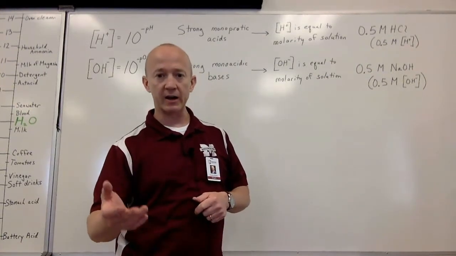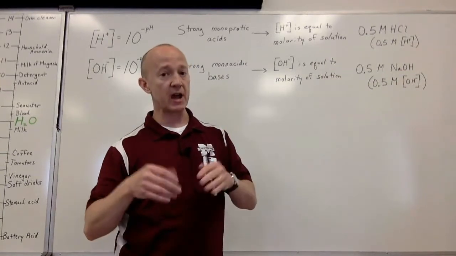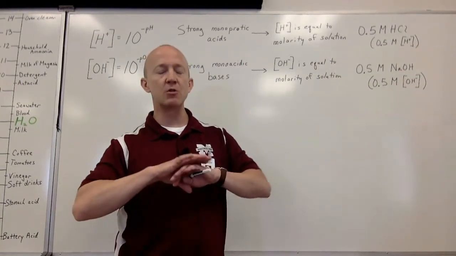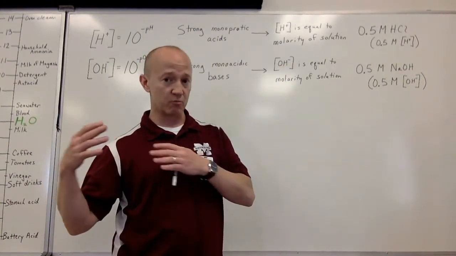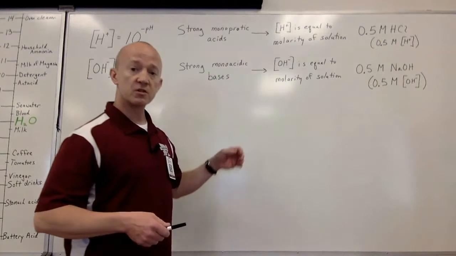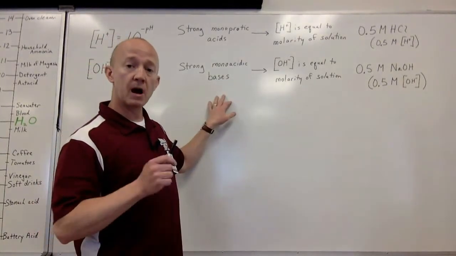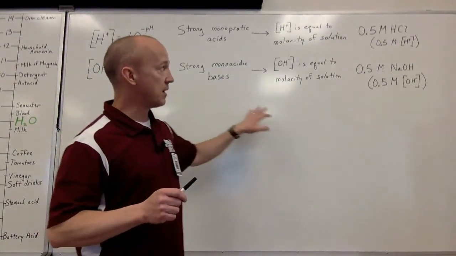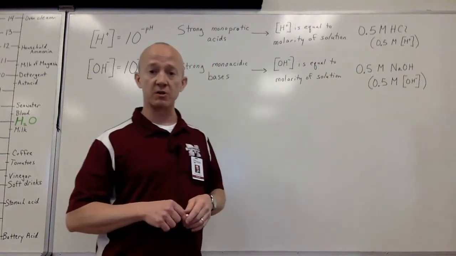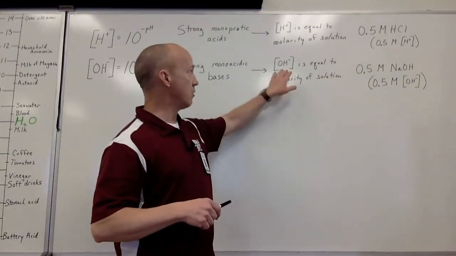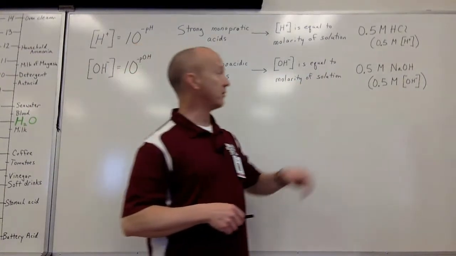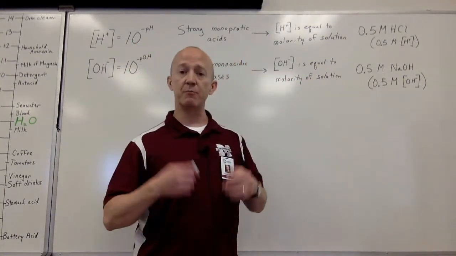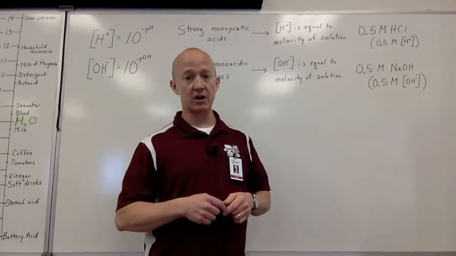The reason why is, recall that for strong acids and strong bases, they dissociate completely. There's not anything left over, and so what you see is what you get. So the same thing can be said for strong monoacidic bases, in other words, bases that have one OH group to offer. The same way, the OH concentration is equal to the molarity of the solution. So 0.5 molar NaOH means you have 0.5 molar OH concentration.